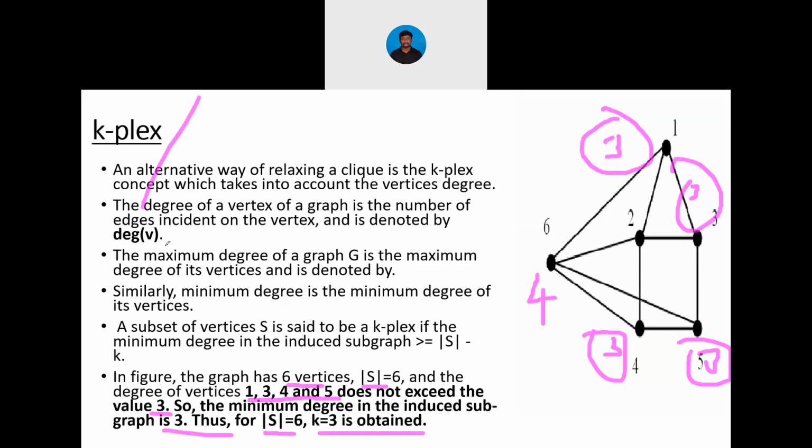So how am I deriving the subgraph from the original graph with the help of K-plex? I am considering the degree of each and every vertex which is present in the network. I am finding the minimum degree that has been induced in the particular subgraph, and then I am deriving the subgraph from this original graph.